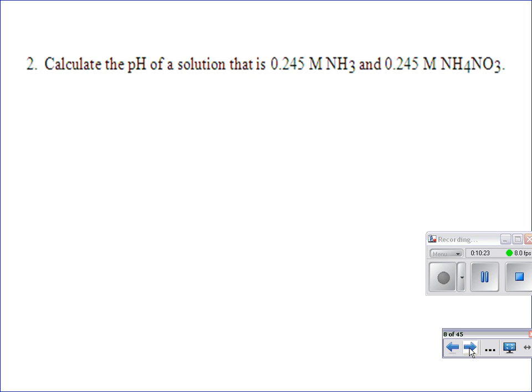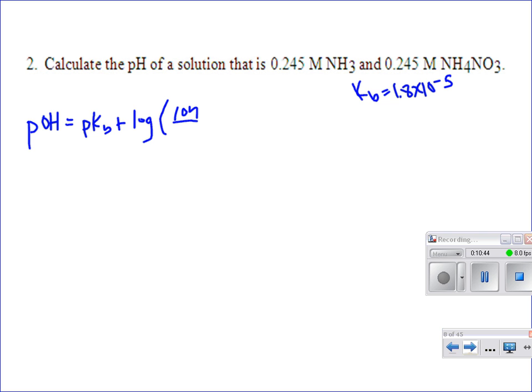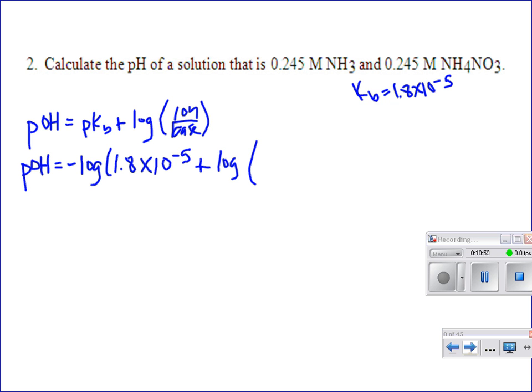All right, let's go do another one. For this next problem, I actually know the Kb. The Kb for ammonia is 1.8 times 10 to the negative fifth. All right, so looking at this, they want the pH of a base and its conjugate. Since it's a base and its conjugate, we're going to use the pOH version. pOH is equal to the pKb plus the log of the concentration of the ion over the base in this case. So pOH is equal to negative log 1.8 times 10 to the negative fifth plus the log concentration of the ion.